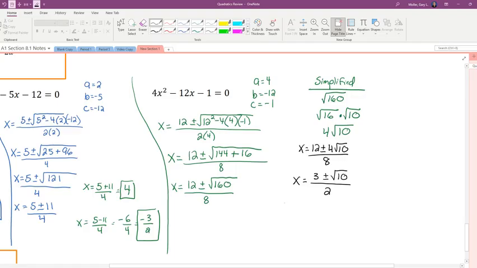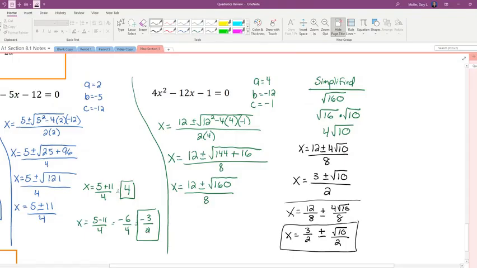Looking at that a slightly different way, because that felt a little bit awkward, we could just do 12 divided by 8 plus and minus 4 root 10 divided by 8, and then reduce each one separately. 12 divided by 8 is going to be, once again, 3 over 2, and 4 over 8 is a half, and we are done. You cannot divide the 10 by the 2 because it is not a 10. It is a square root of 10.